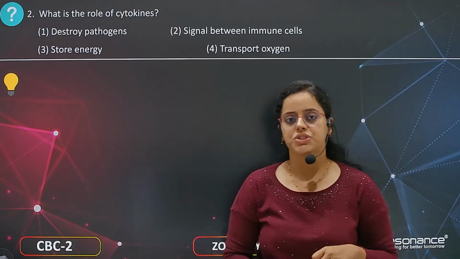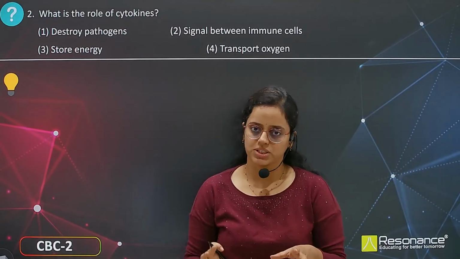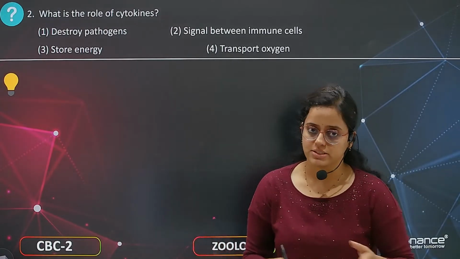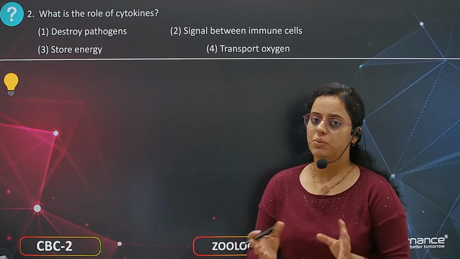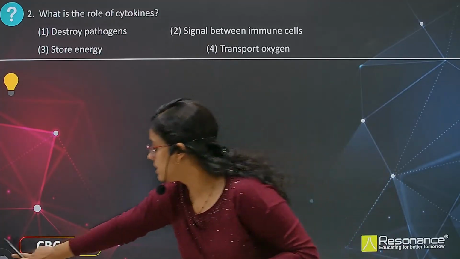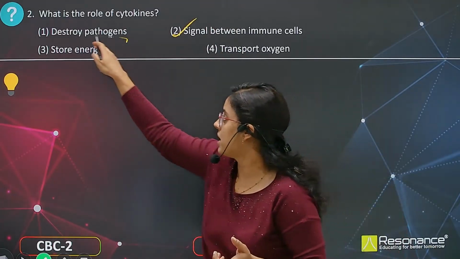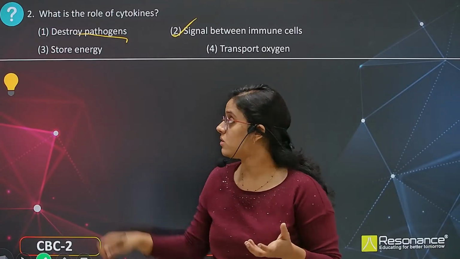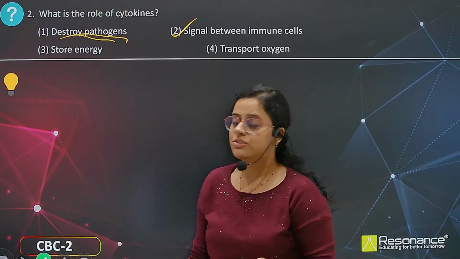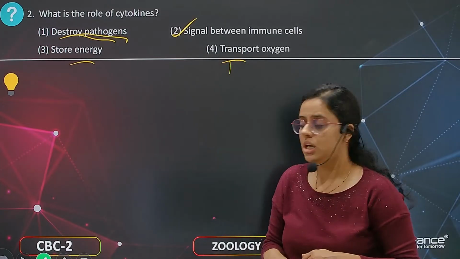Now coming to the second question, what is the role of cytokines? They are just signals between immune cells. B cells are sending some cytokines to the T cells, and T cells are sending the cytokines to the other cells. So this is basically a signal connection between the cells. So signals between immune cells is the correct answer. They don't destroy pathogens. Interferons are the ones which kill the pathogens, or natural killer cells secrete some substances that can destroy the pathogen. Store energy is not the function. Transport oxygen is not the function. So signal between immune cells is the correct option.